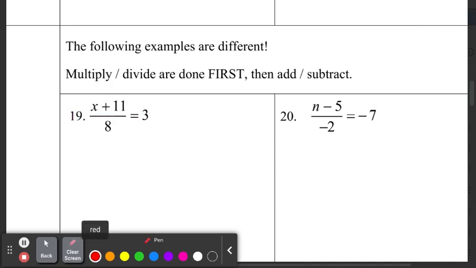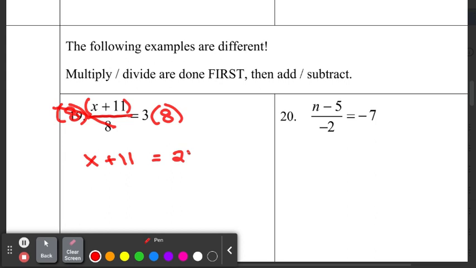So what we're going to do is get rid of that fraction. This is x plus 11 divided by 8. To break up that fraction, we're going to multiply this side by 8. Whatever you do on one side of the equals, you have to do on the other side. So the 8's cancel. What we've done is we've kind of exploded the fraction. So now when we bring down what we have left, it's x plus 11 equals 24.